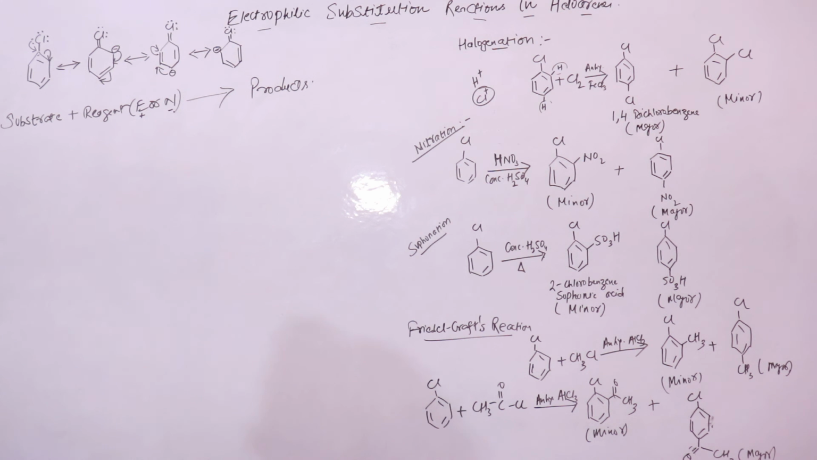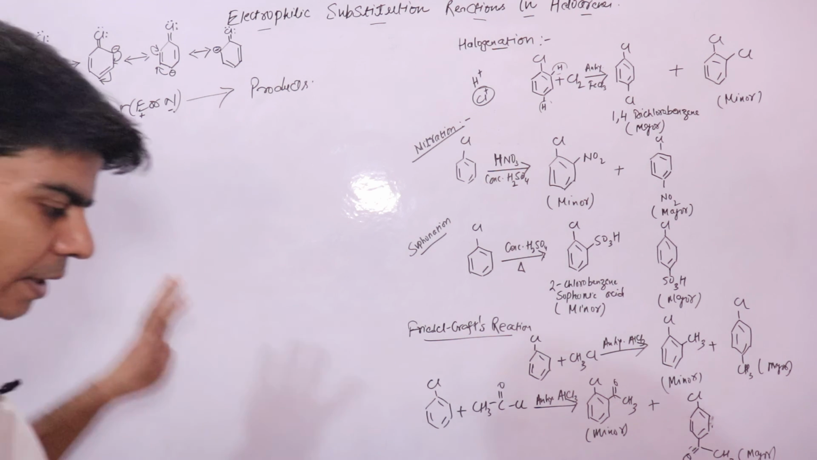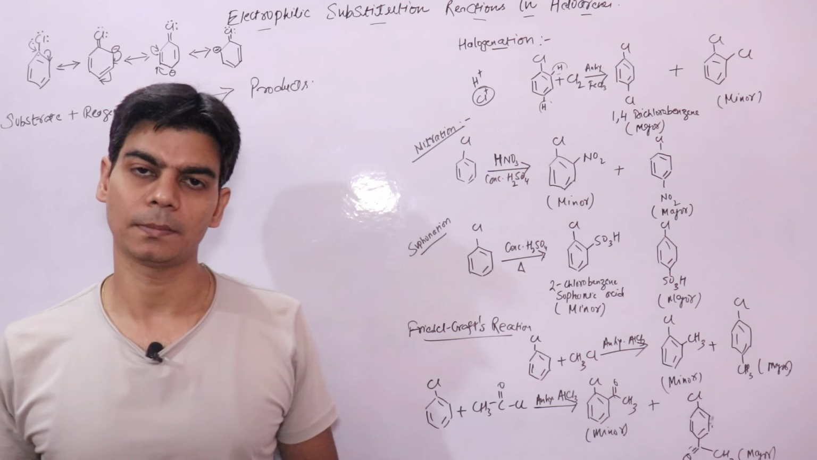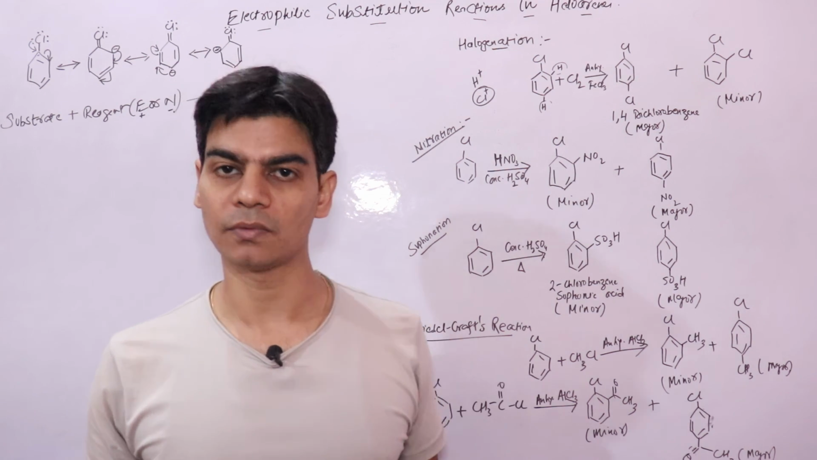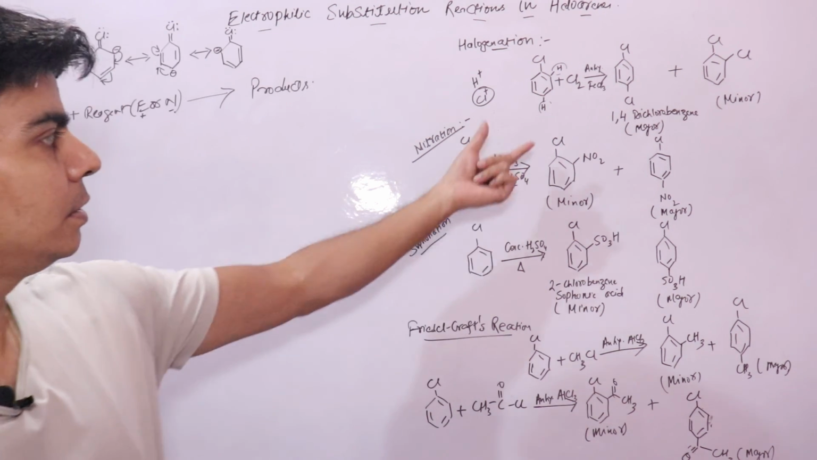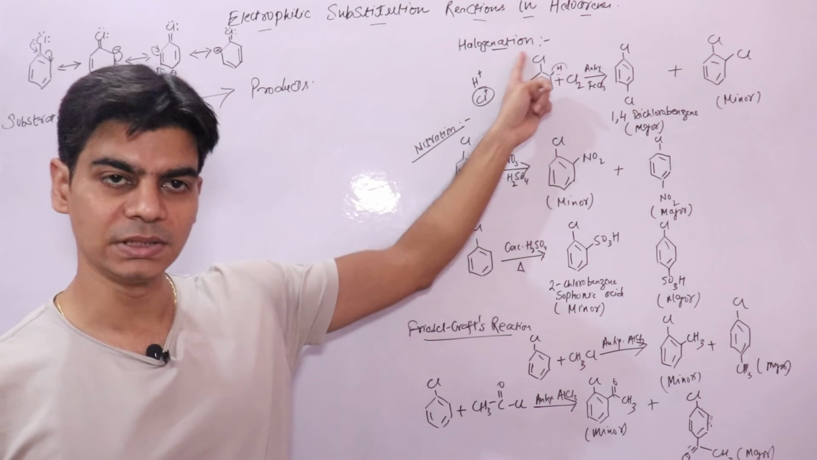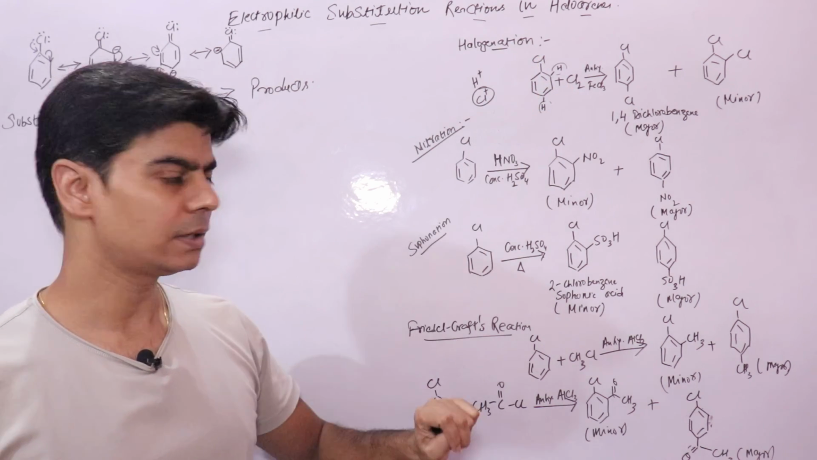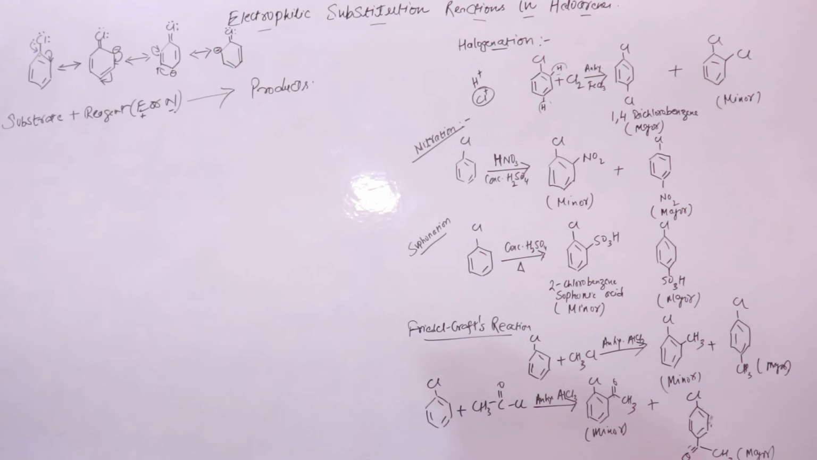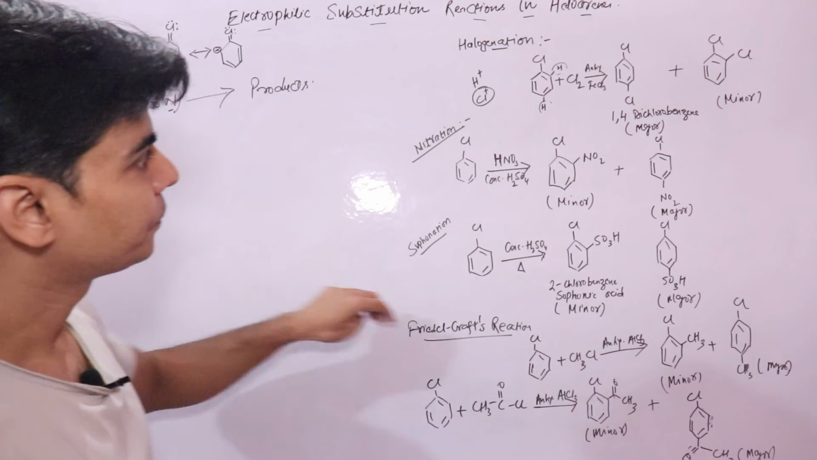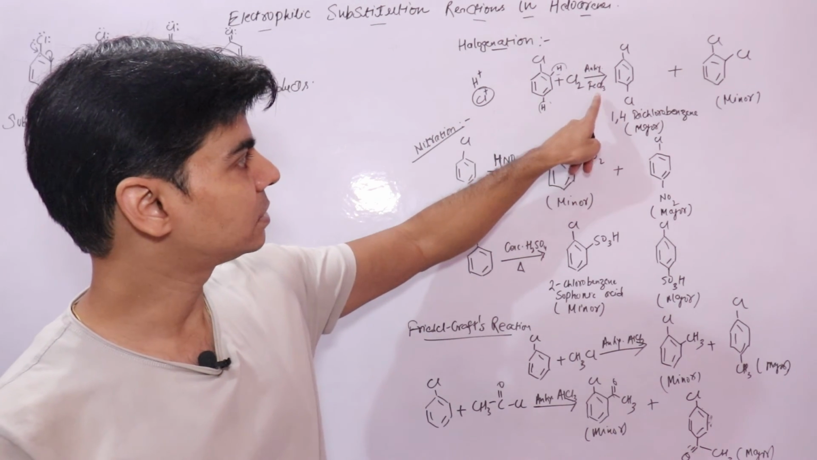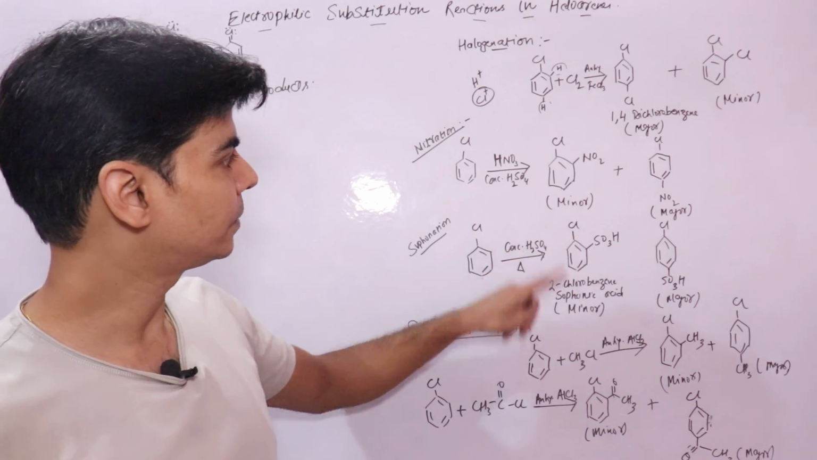Concept behind this: substrate is an organic molecule. It's a hydrocarbon or a derivative of a hydrocarbon. Here we have a haloarene, chlorobenzene, as the substrate. And the reagent is anhydrous ferric chloride, chlorine.